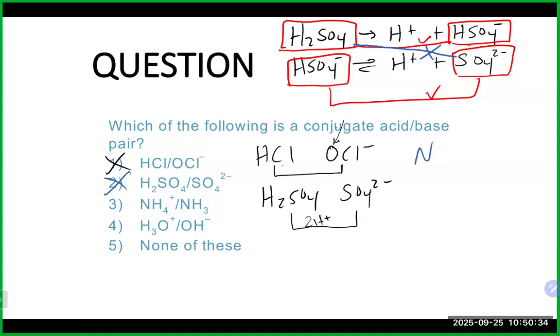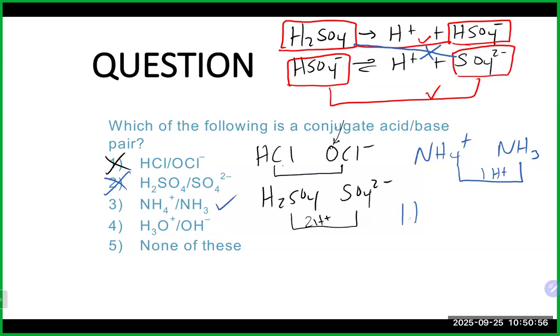We got NH4 plus and NH3. The only difference here is one H plus, right? So you could either take the H plus off the guy on the left and you end up with NH3, or you could put the H plus on the one on the right and you end up with NH4, right? So that's the only difference between them. So we're gonna go, yeah, on that one, it looks like.